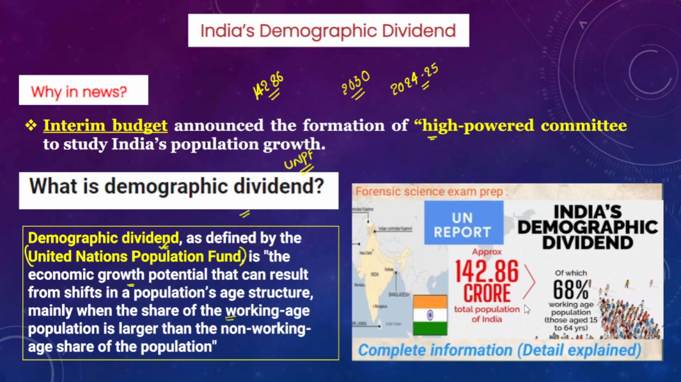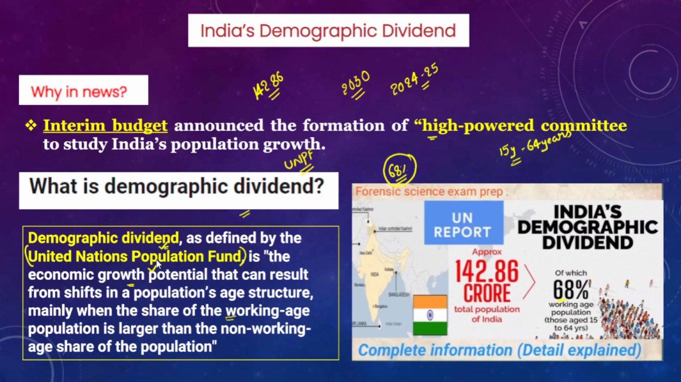Therefore the share of working age population is very high in India, and according to the United Nations Population Fund, 68% of the population in India are in the working age category. The working age category usually involves 15 years to 64 years. Population in this age group is considered the working age population, and because 68% of the total population is in the working age, we consider this population as India's demographic dividend. So this is the definition of demographic dividend, that is, economic growth potential of a country that can result from shifts in the population age structure, mainly when the share of working age population is higher than the share of dependent population.